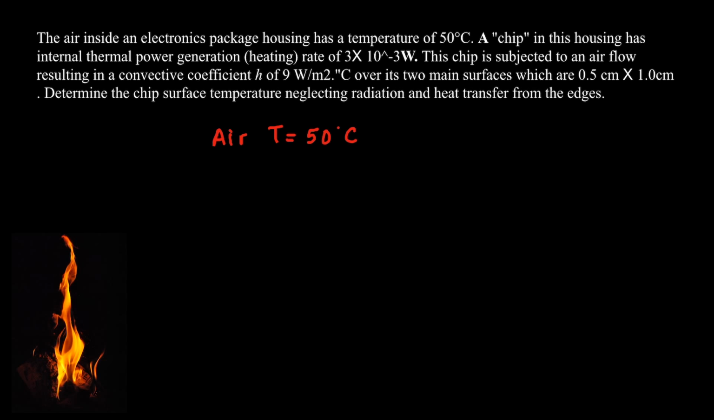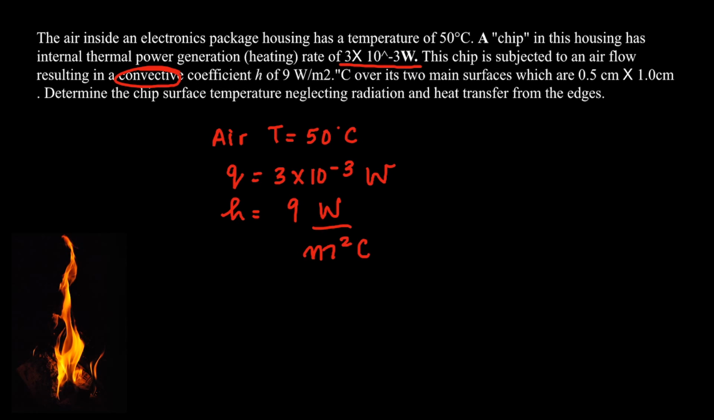Cool. A chip in the housing has an internal thermal generation at a rate of this. So in this case, we're given Q, which is 3 times 10 to the negative 3 watts. The chip is subjected to an airflow. Airflow, therefore we have convective, right? Airflow, air, fluids flow, yeah. H equals 9 watts per meter squared C over its two main surface areas, which are 0.5 by 1.0 centimeter.